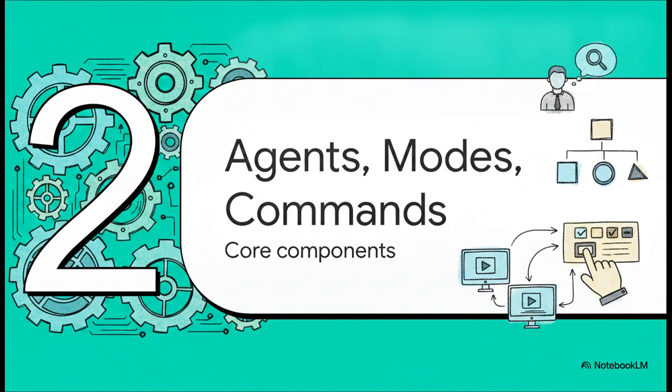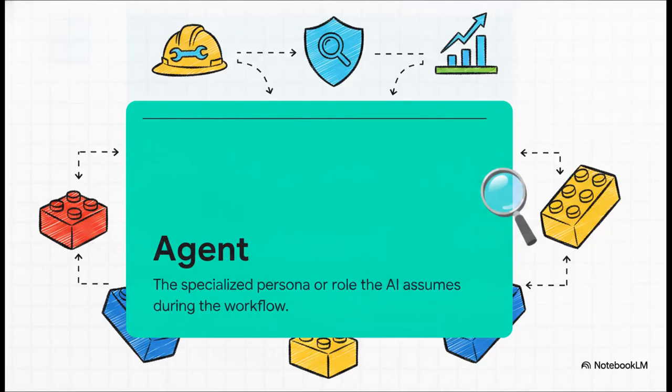Moving on to Section 2. Agents, modes, and commands, the core components. So, I want you to think of these 3 components as essentially interchangeable Lego blocks, right? Blocks that you dynamically load right into the AI's system prompt. First up, we have the agent. The agent is the specialized persona, or the role, that the AI assumes. Think of this as the identity block.